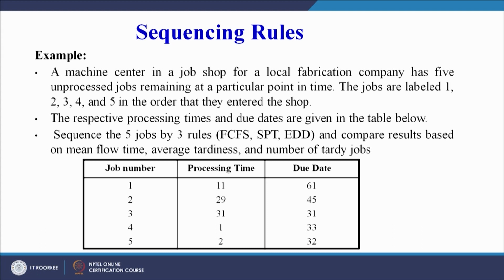Now what is the problem? The problem is that we have to sequence these 5 jobs by 3 rules. These 3 rules we have covered in the previous session: first come first serve (FCFS), shortest processing time (SPT), and earliest due date (EDD), and compare results based on mean flow time, average tardiness and number of tardy jobs. Tardiness also we have covered in the previous session.